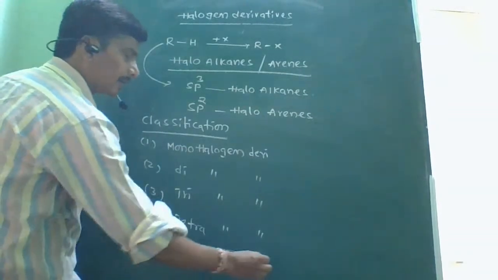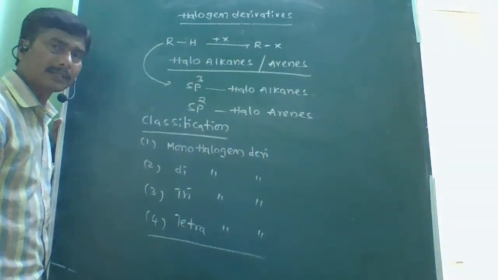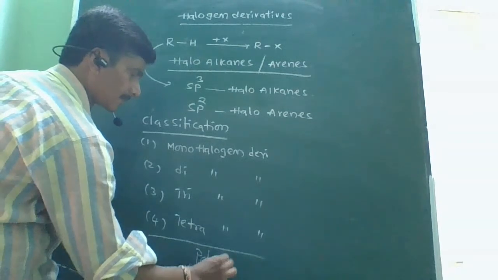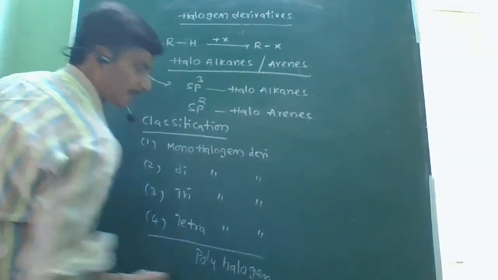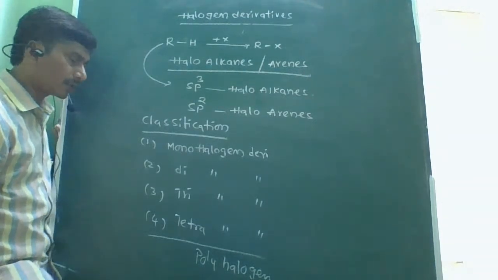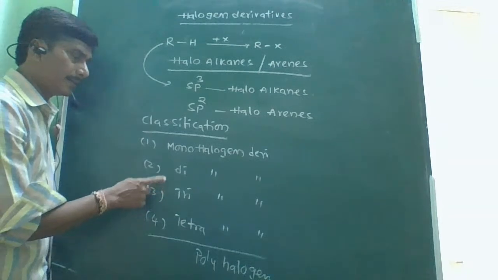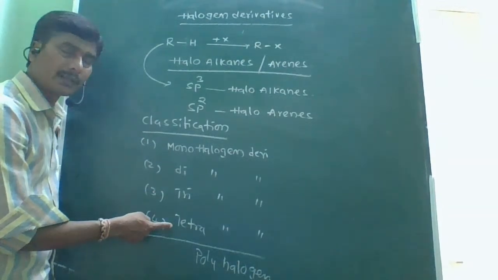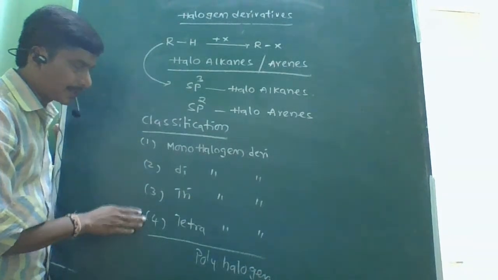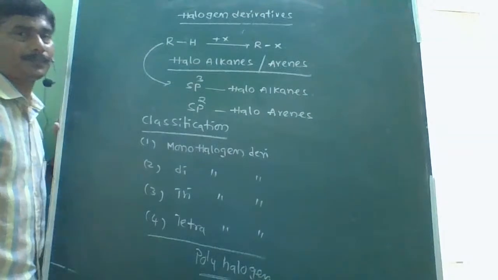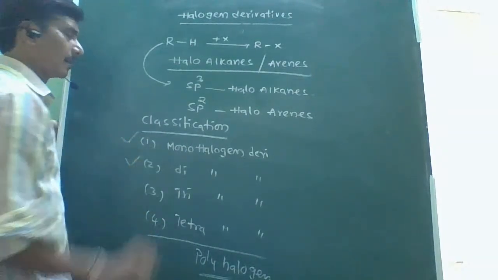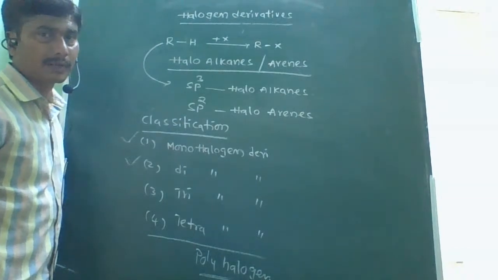If all the hydrogen atoms of the hydrocarbons are replaced by halogen atoms, they are known as polyhalogen derivatives. If it is more than one, di, tri, tetra will also come under the polyhalogen derivatives. As per your intermediate syllabus, we have the first two: monohalogen derivatives as well as the dihalogen derivatives.